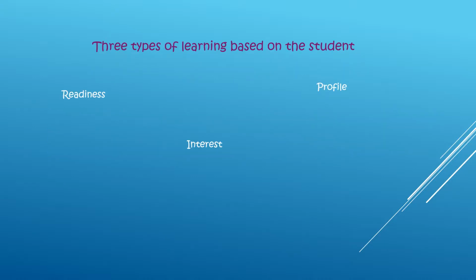There are three types of learning based on the students. The first is readiness. Is the student even ready to learn? And if so, what is their functional grade level? Are they ready to learn at that particular level, or are they more advanced?